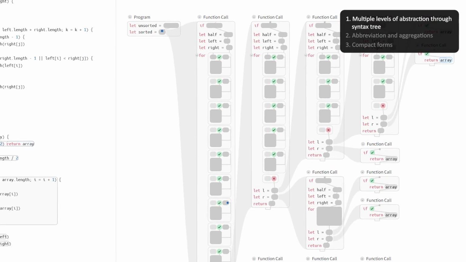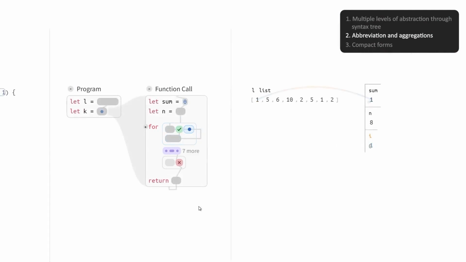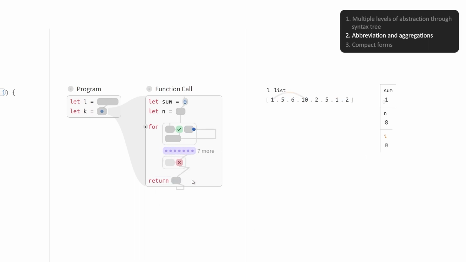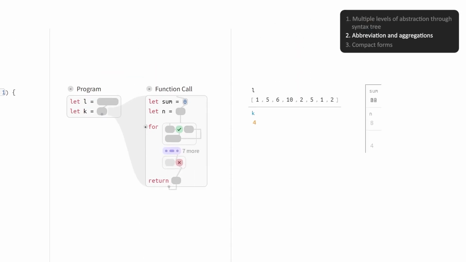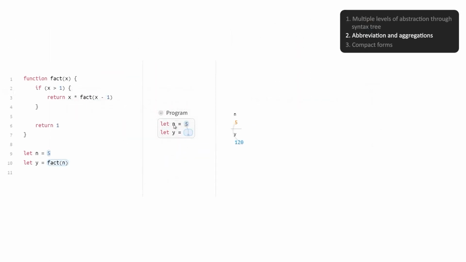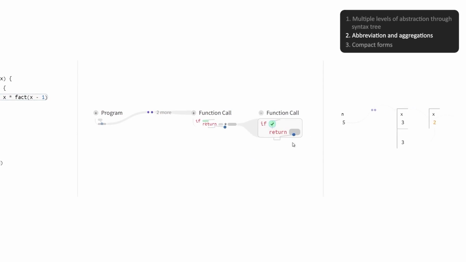CrossCode uses 2 mechanisms to help manage complexity. 1. Abbreviations, which collapse substeps together. In a for loop, iterations after the first one are abbreviated. This can be expanded by clicking on the abbreviations, and all abbreviations can be toggled, effectively unrolling the for loop. Function calls can be similarly abbreviated, providing ability to view long call stacks without an overwhelming amount of information.